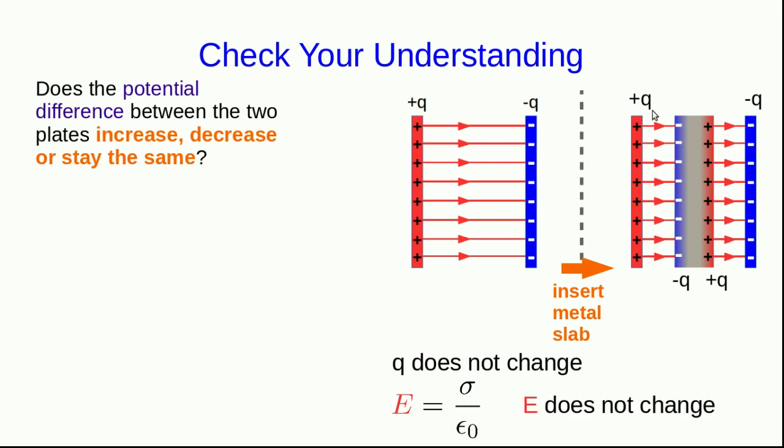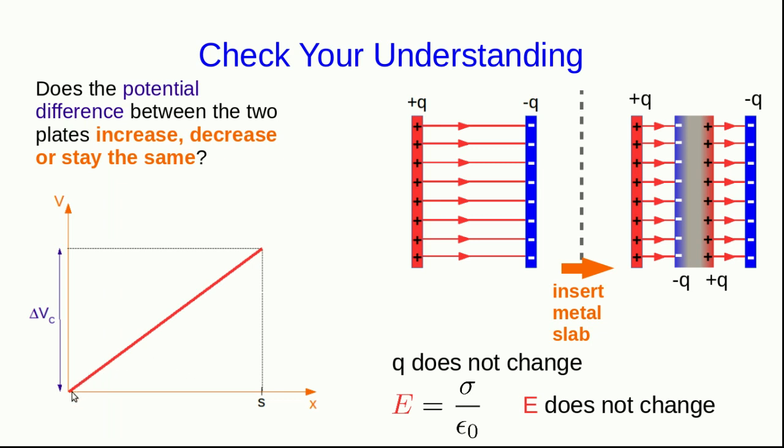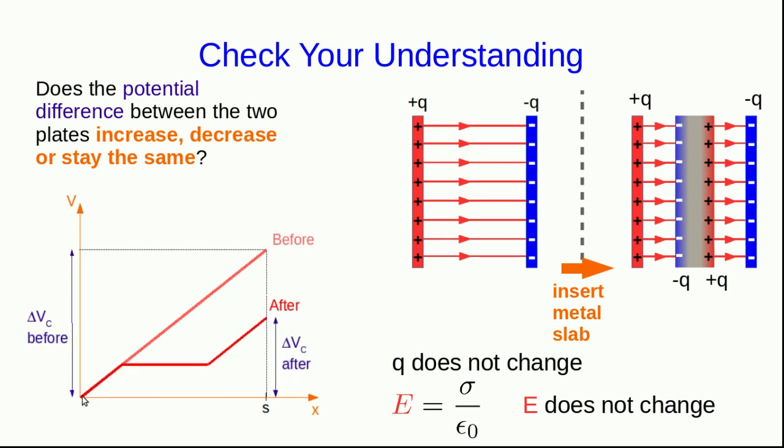And so the E field in these regions didn't change, but we know the E field is zero inside the slab. That E field is the slope of the V versus X graph. Before we put the slab in, we just had a straight line like this, and there's our potential difference across the capacitor. After we put the slab in, the field is the same in the regions with field, so the slope of the V versus X graph is the same there, but then there's this big region in the middle with zero field, and so zero slope of V versus X.